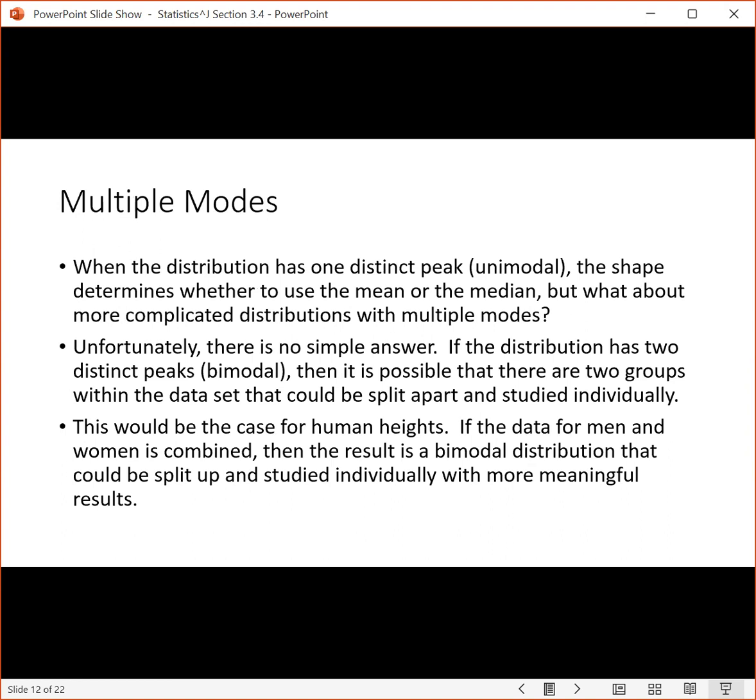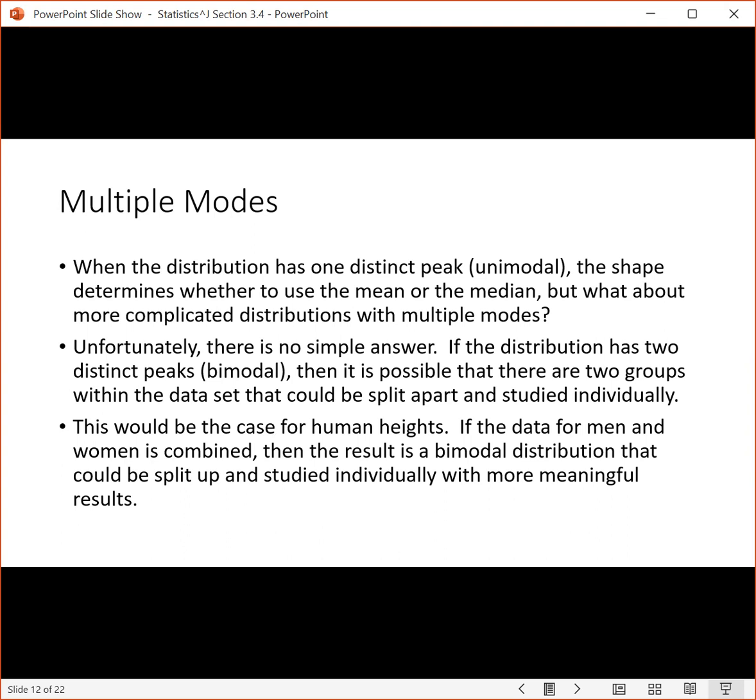All right, so let's talk about modes. When the distribution has one distinct peak, meaning it's unimodal, the shape determines whether we use the mean or the median, which is what we just discussed. But what about more complicated distributions with multiple modes? Unfortunately, there is no simple answer.